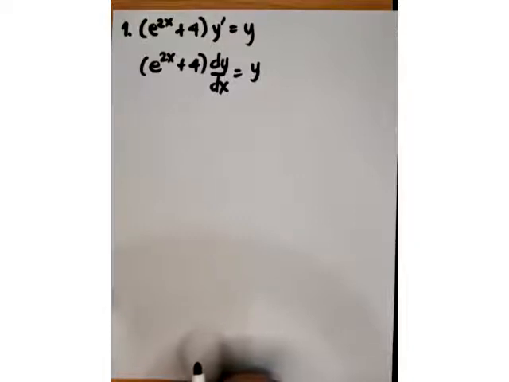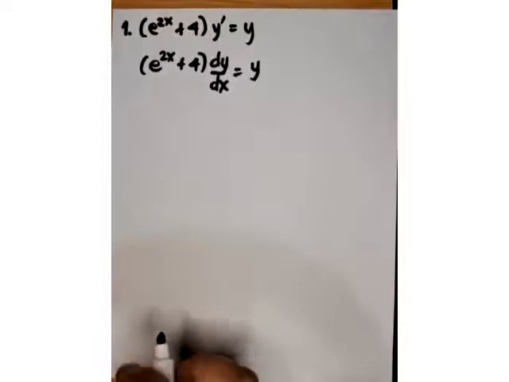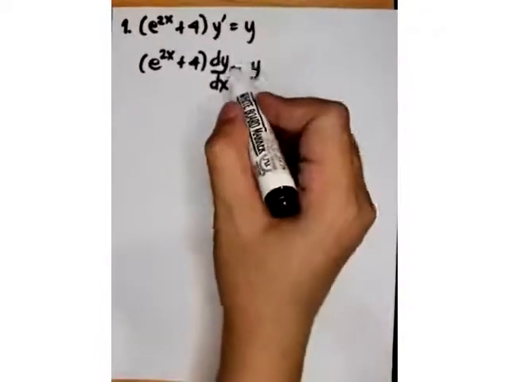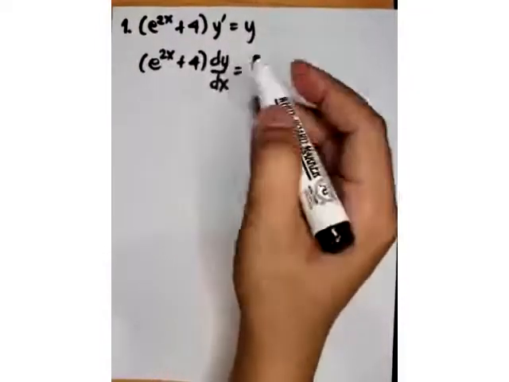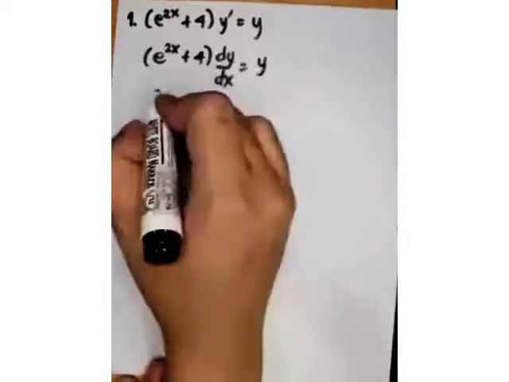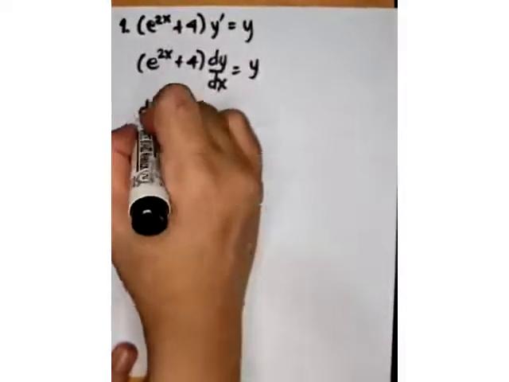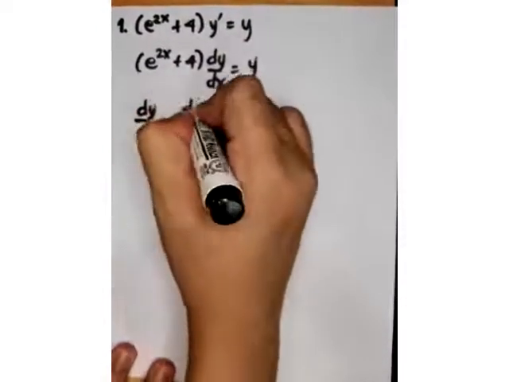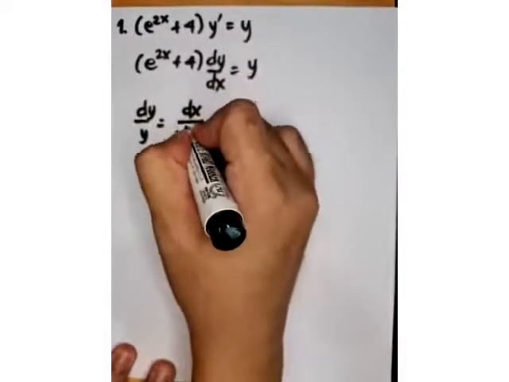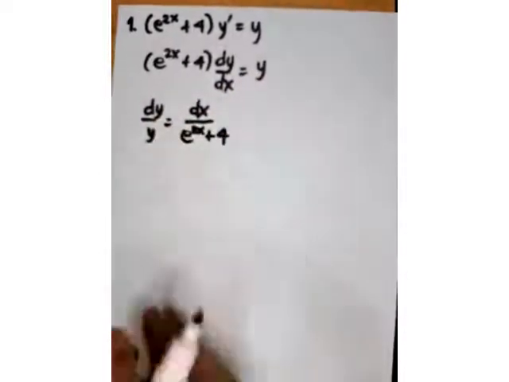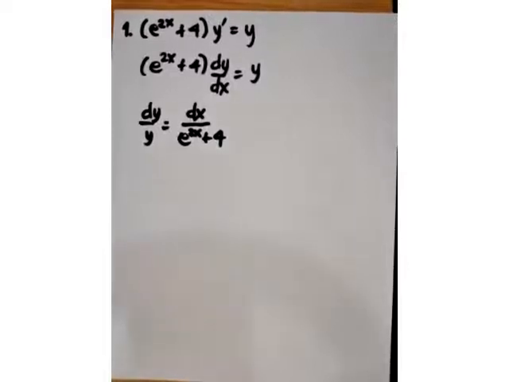Can it be separated? It seems it can, because we just cross multiply this. So it becomes dy over y is equal to dx over e raised to 2x plus 4. Okay, is that right?